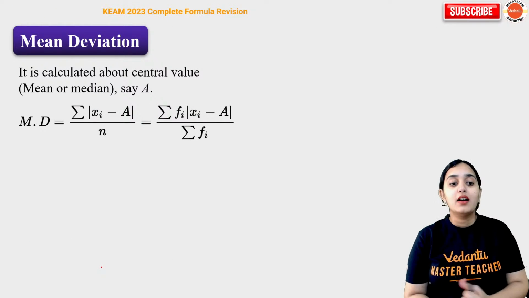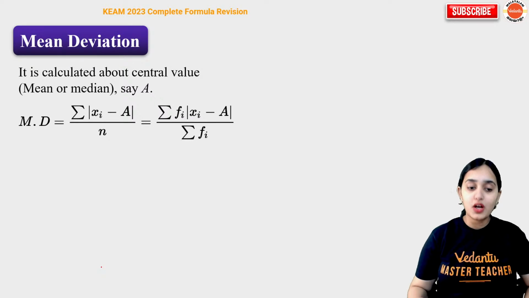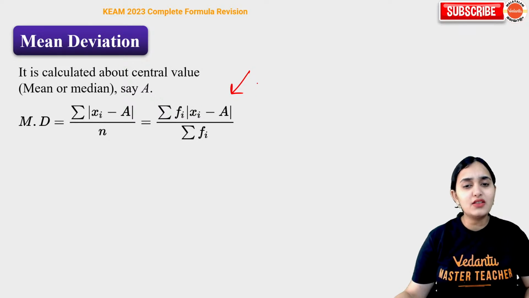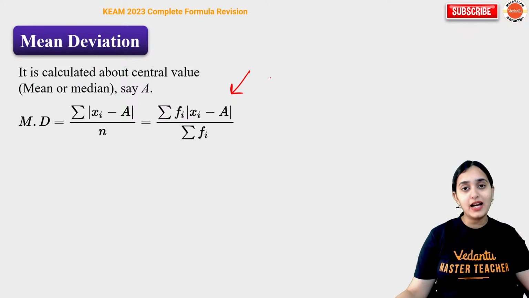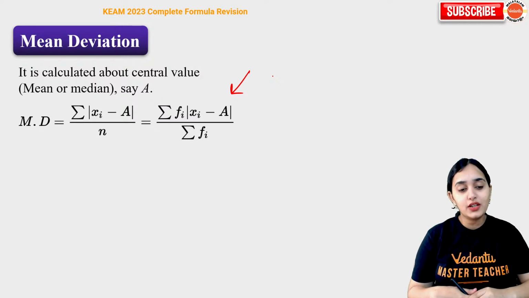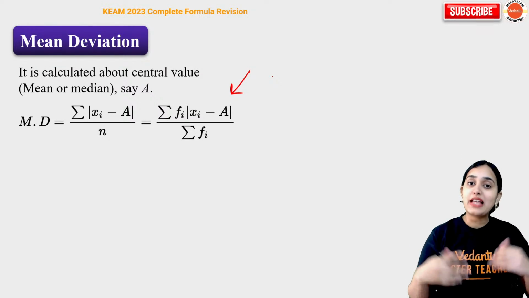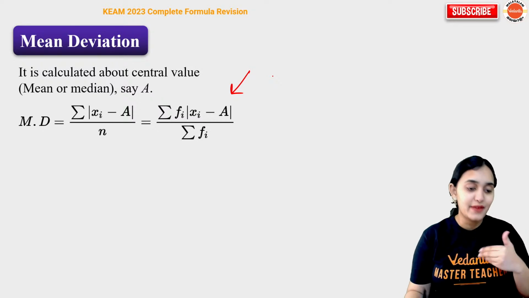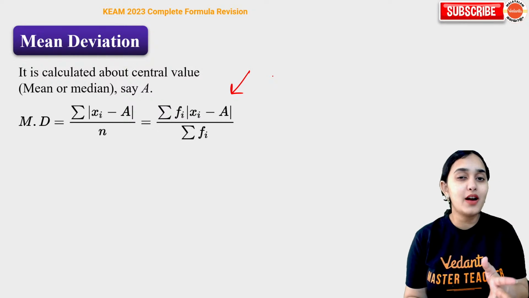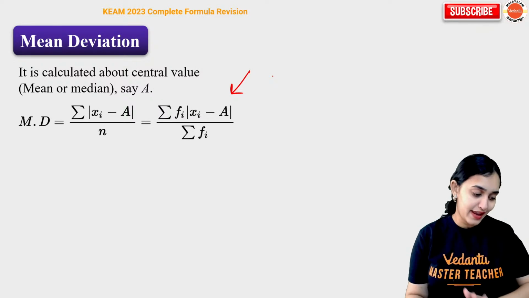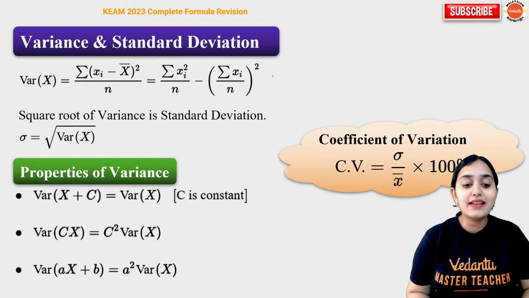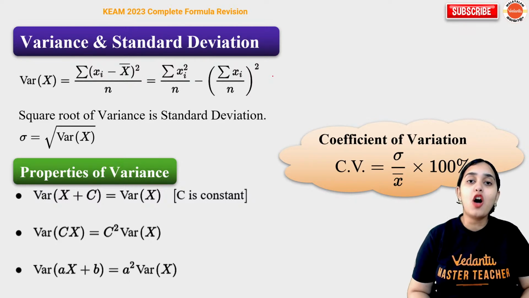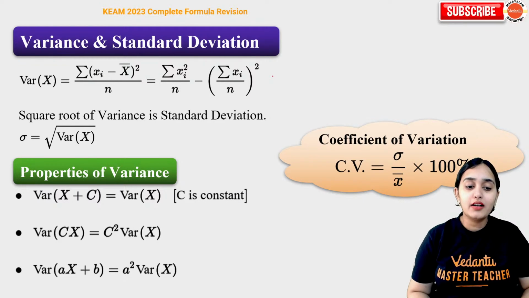Lastly, mean deviation formula. This formula is generally not asked in the KEAM exam because it is a lengthy formula, but still I am writing it here for you. Again, because I want to give you everything, but I can point out that this is not much asked in the exam. Okay, cool. Variance and standard deviation of data.